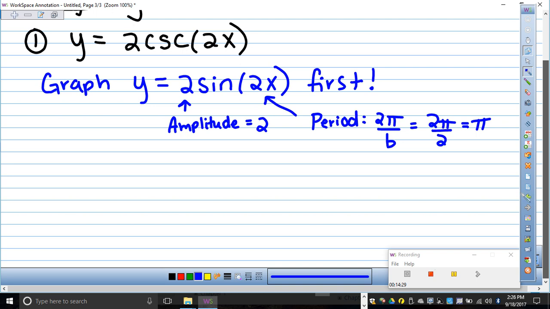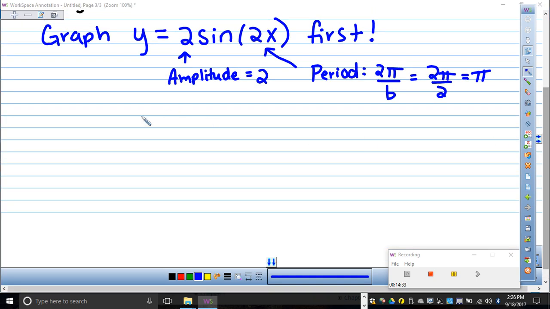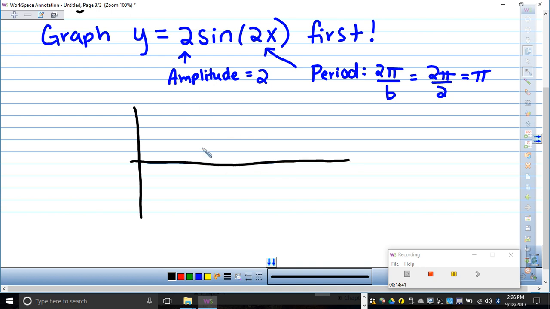So we're going to graph 2 sine 2x first. We're going to do that with a dotted line. And then our final step will be to turn it into cosecant, thinking about some of the same things we did in the introduction. So to set up my x-axis labels, I'm going to start at 0, end at pi. We're going to cut this in half so we have pi over 2. This guy here is going to be pi over 4, and then we have 3 pi over 4.